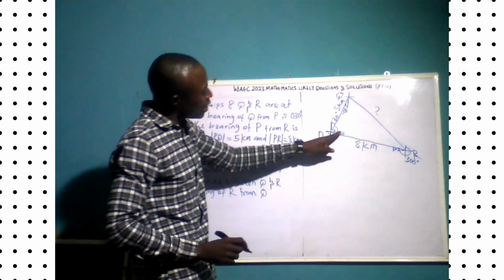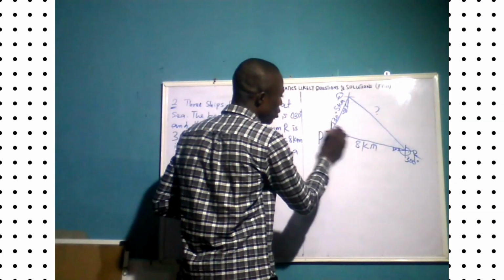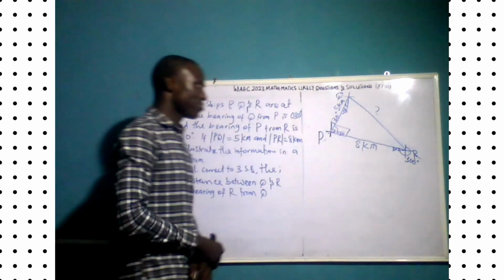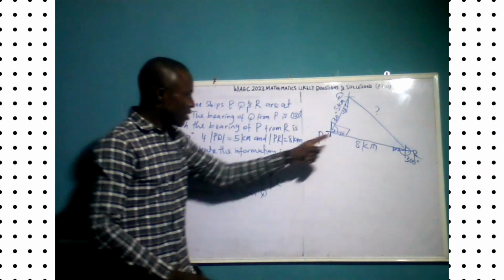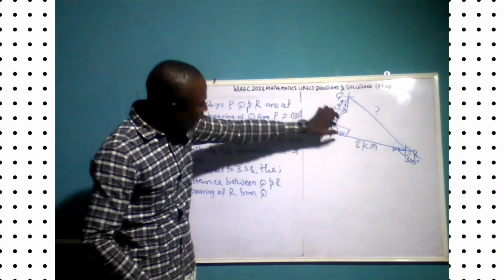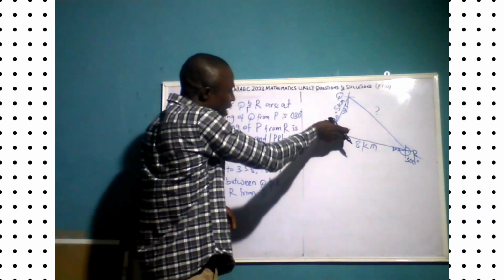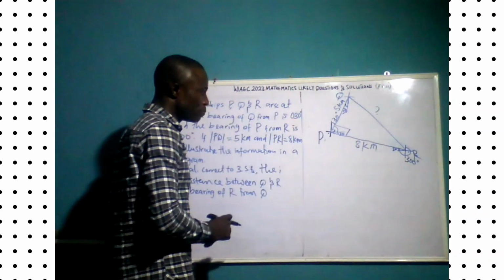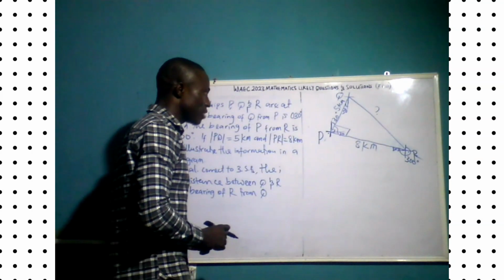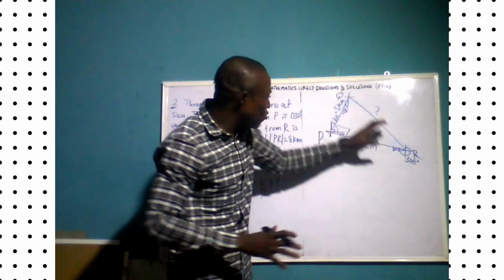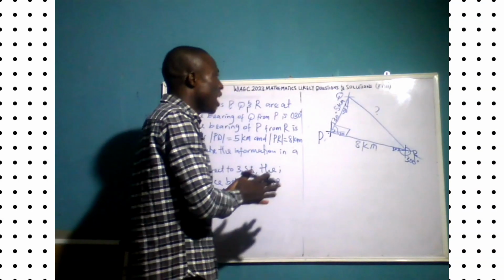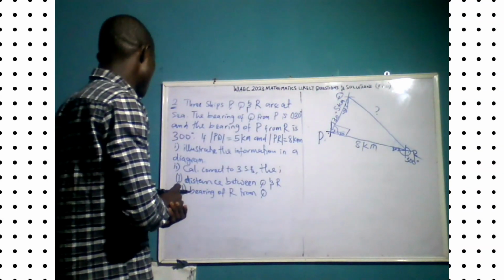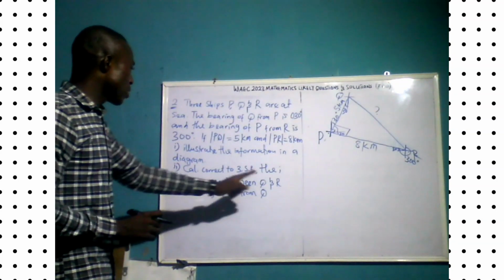So if here is 60 and here is 30, that just means that the sum of these interior angles will be 90 degrees. Take note of that, so that the triangle formed here will be a right angle triangle. And if we have a right angle triangle, then we can go ahead and use Pythagoras theorem to find the distance between Q and R.